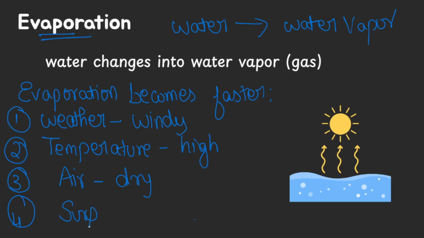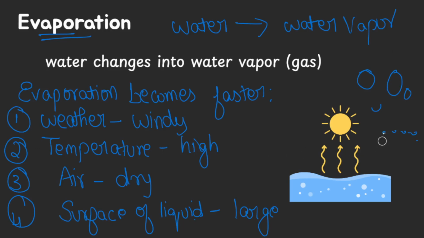The surface of the liquid should be large. That means the water's surface area should be large, not small. When it is very small, it is a slow process of evaporation. When it is large, the water gets removed easily. So that's how evaporation becomes faster.